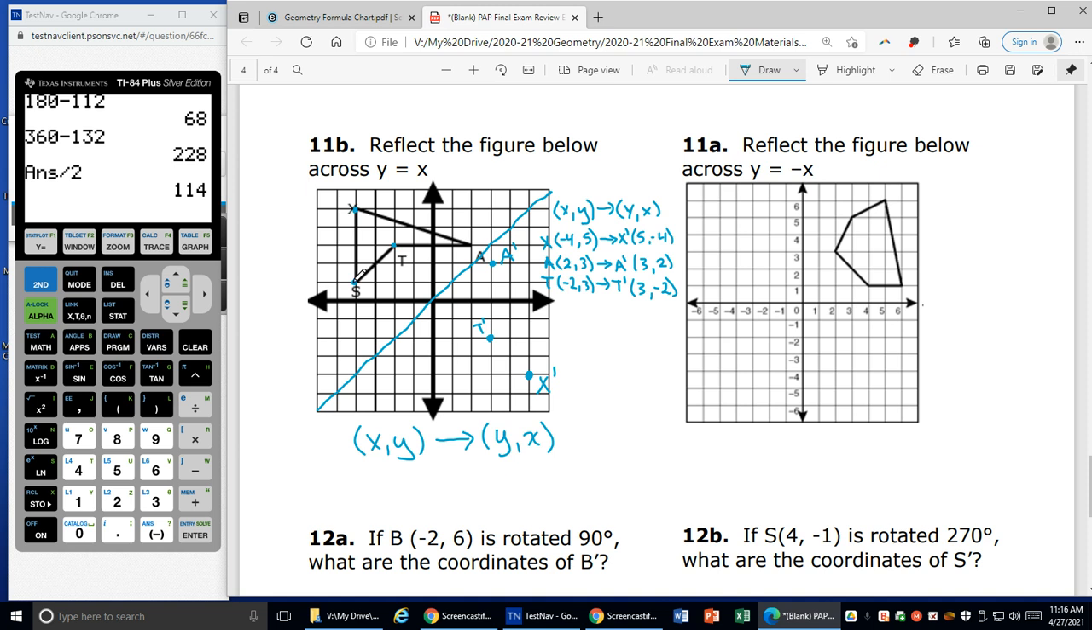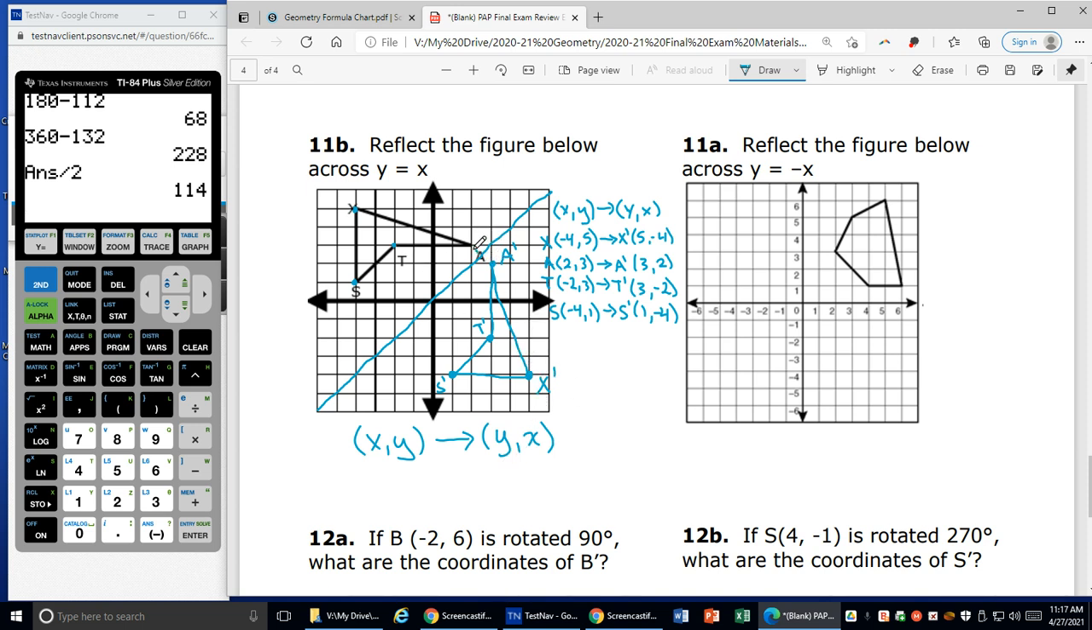All right, and then last but not least is S. S is the point 1, 2, 3, negative 4, 1. So S prime, y is 1, x is negative 4. So 1, negative 4. S prime. So X, S, T, A, X. There is my reflected image.